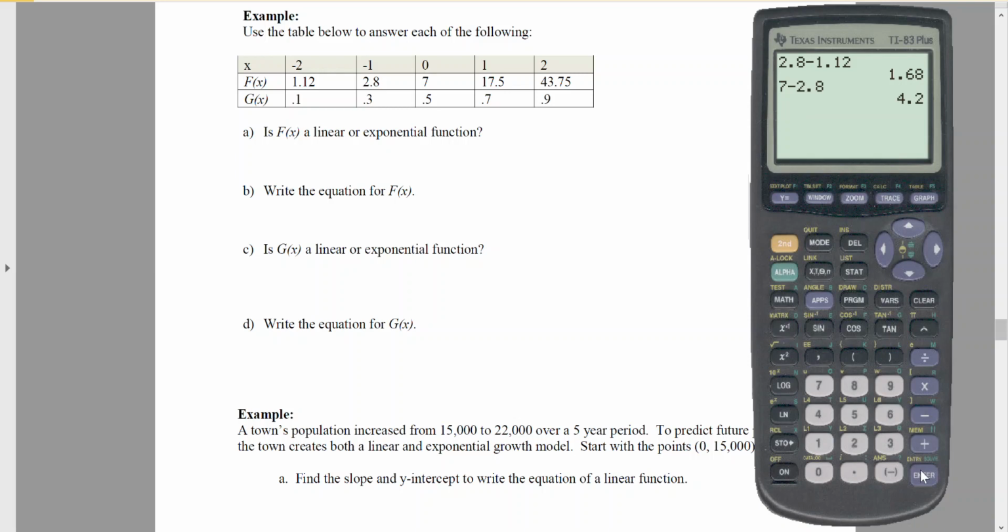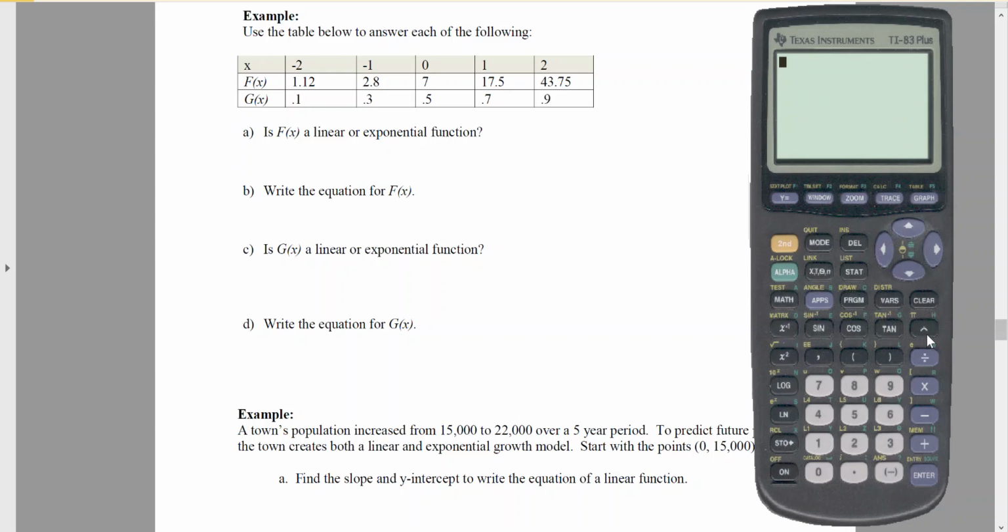And I get something not close to 1.68. So I think, well, maybe it's a fluke. Well, if I try 17.5 minus 7, that's not going to be close either. You can see what that difference is in those two consecutive terms. It's 10.5.